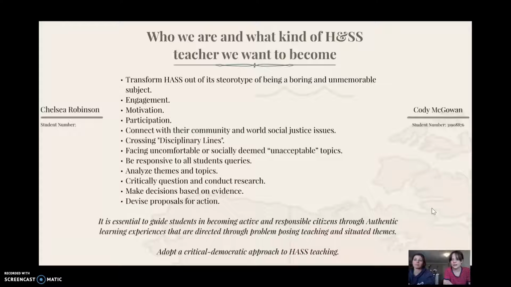We will teach students to analyse themes and topics, critically question and conduct research, then make decisions based on evidence and devise proposals for action. It is essential to guide students in becoming active and responsible citizens through authentic learning experiences that are directed through problem-posing teaching and situated themes. We will outline teaching strategies and important pedagogies that result in an empowering education, as well as how we will adopt a critical democratic approach to HASS learning.